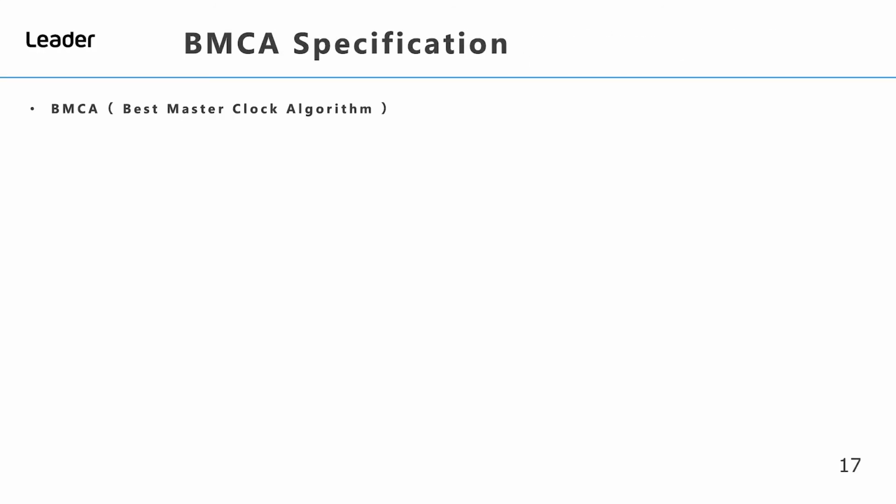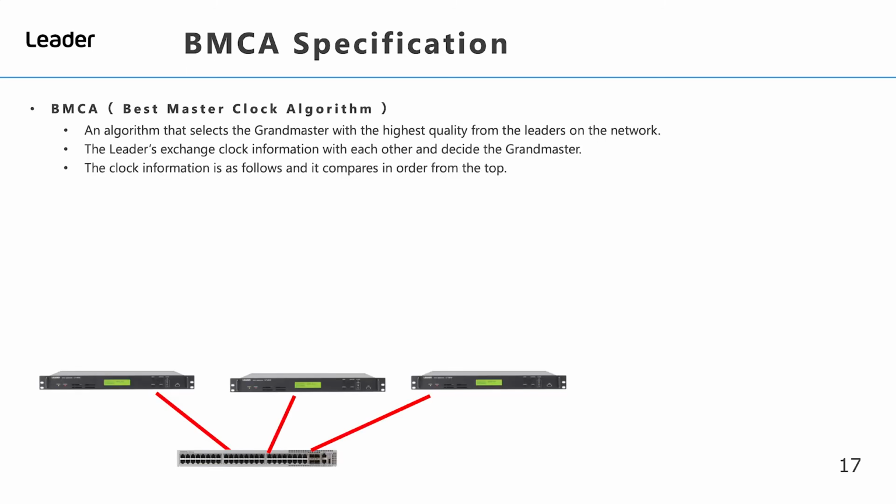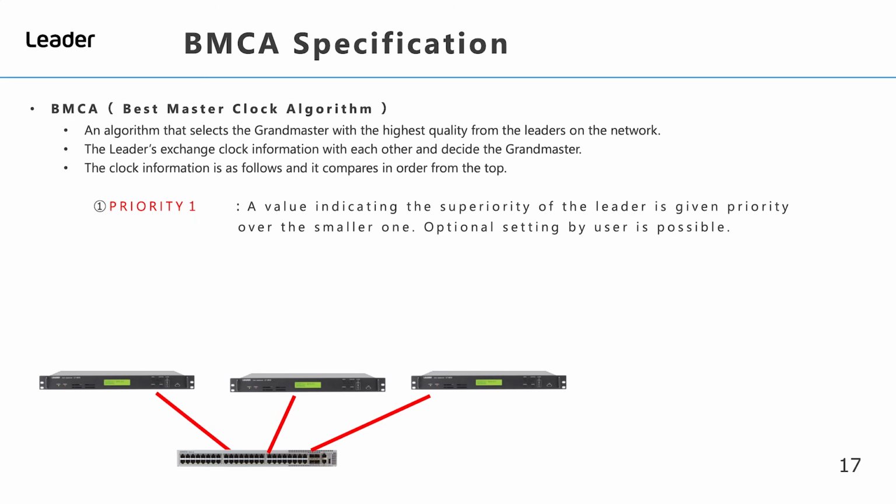So let's take a more detailed look at the best master clock algorithm. The BMCA is an algorithm that selects the grandmaster with the highest quality from the leaders on the network. The leaders exchange clock information with each other and decide the grandmaster. The clock information is as follows, and it compares in order from the top. Starting with priority 1, a value indicating the superiority of the leader is given priority over the smaller one. Optional settings by the user are possible.